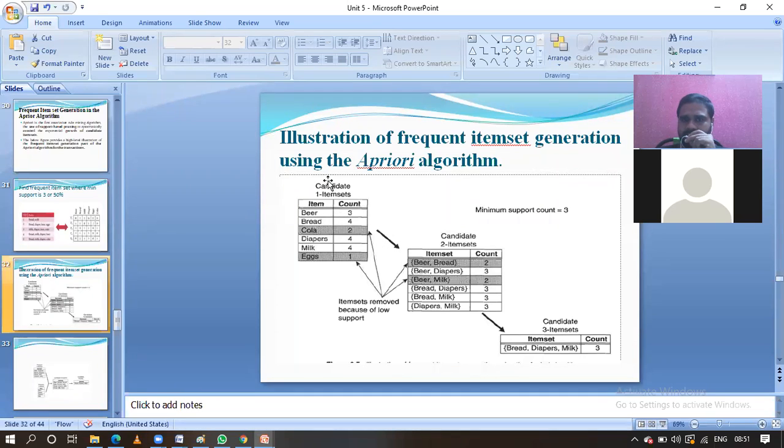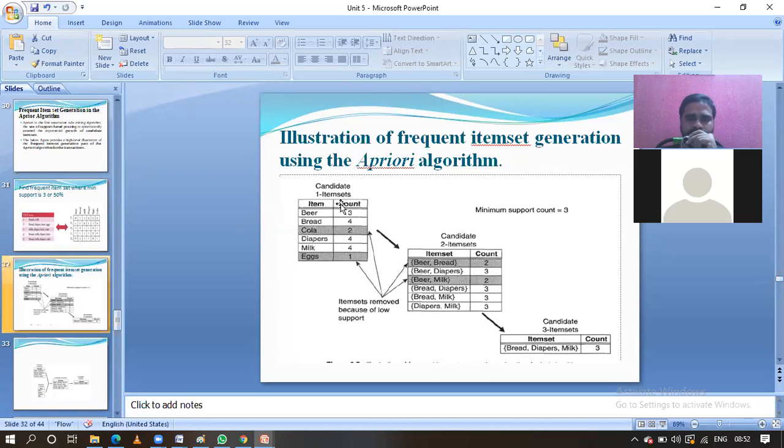Understand, guys? Is this step clear to all of you? Candidate 1 item set: we write down each item and how many times it is repeated in the candidate 1 item set. Based on the minimum support, we eliminate some of the items. Here cola is repeated two times and egg is repeated 1 time. We are going to eliminate these two, based on the minimum support.